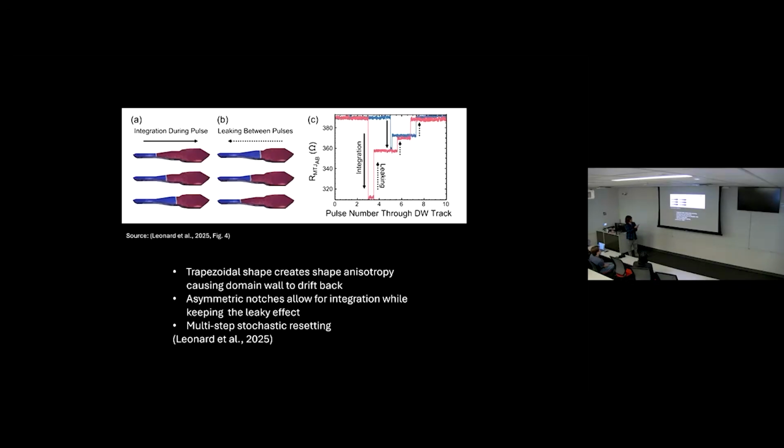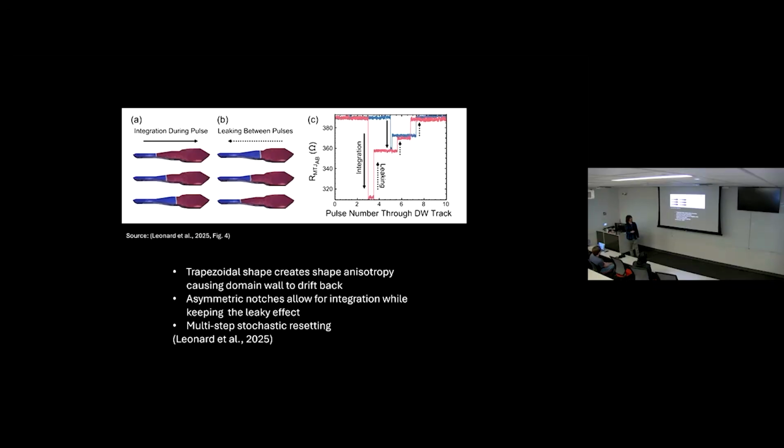Then they used an interesting technique of asymmetric notches, where it gets wider going this way, where before it was just a notch like that. Now it gets wider going this way and smaller going this way. So it's harder to push the domain wall towards the wider part. And so that's what they want, where they want these sites where the domain wall can hit.